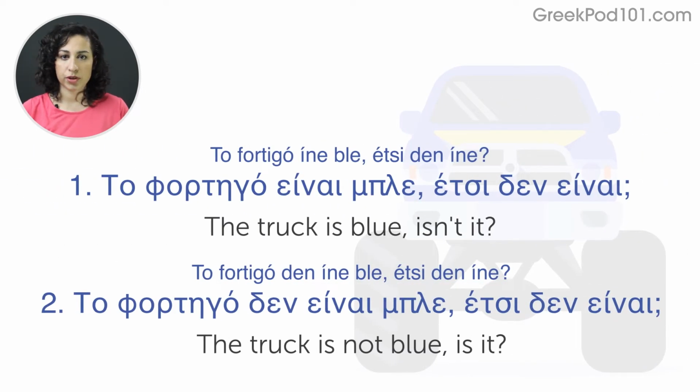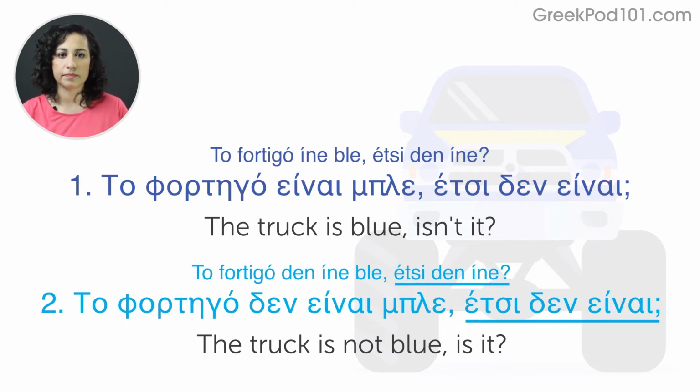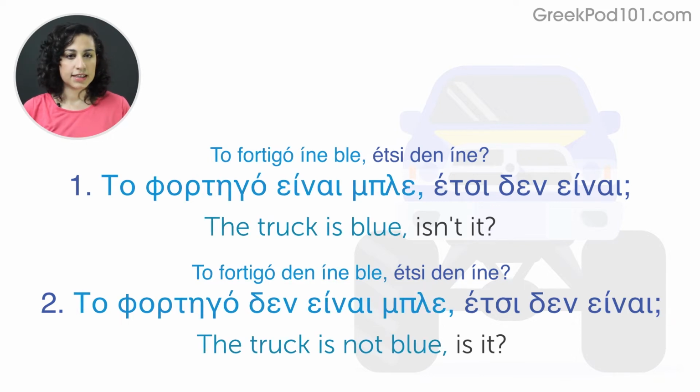Let's have a look at the previous examples again. In Greek they are «Το φορτηγό είναι μπλε, έτσι δεν είναι?» and «Το φορτηγό δεν είναι μπλε, έτσι δεν είναι?» So the structure is like this. Statement plus question to confirm whether the statement is true. It doesn't matter if the statement is negative or affirmative. So it's like saying, the truck is blue. This statement is true, right? Being confident that the truck is blue. And the truck is not blue. This statement is true, right? Being confident that the truck is not blue.